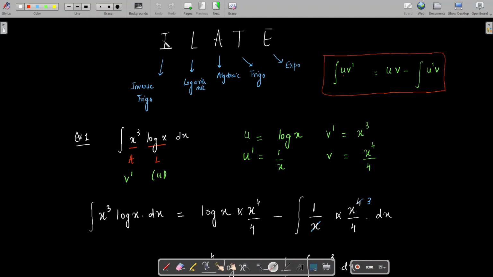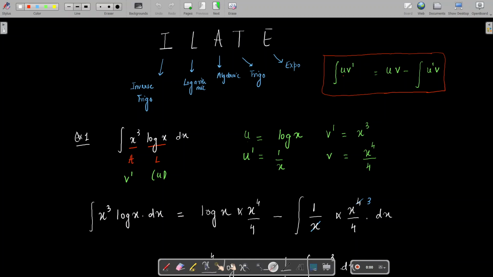Whatever comes first in ILATE, that will be assigned as u. So we are going to follow this sequence to decide which function will be assigned as u. Whatever letter comes first will be u, and whatever letter comes after that will be v prime. So now we see that L comes before A. So L will be my u and A will be my v prime.